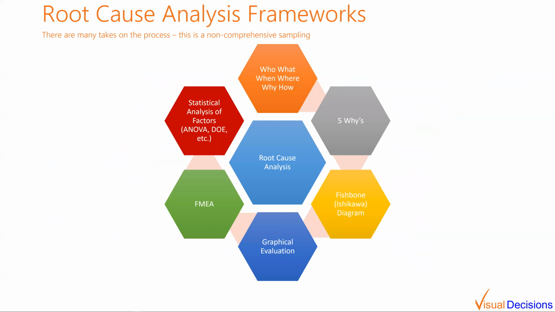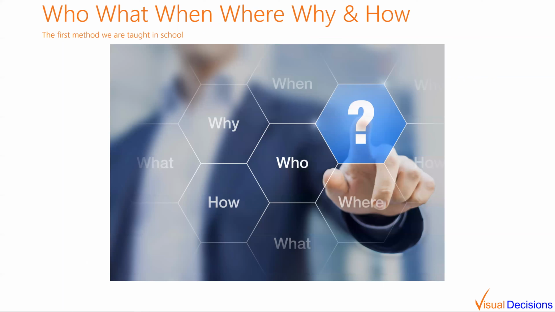But as we look at the root cause analysis process itself, there are a lot of different ways to go about that. 5 why is one of those. But when we were kids, we were taught to look at who, what, when, where, why, how, and then we can look at Fishbone diagrams, FMEAs, graphical evaluation, statistical analysis of factors, things like ANOVAs, analysis of variance, design of experiments, etc. And so let's start with the simple ones here.